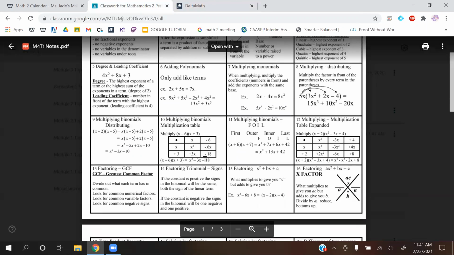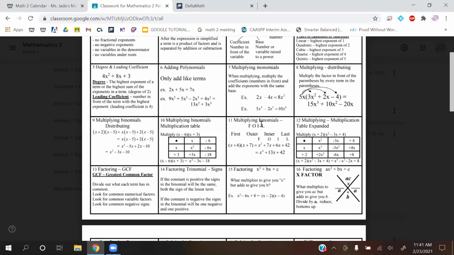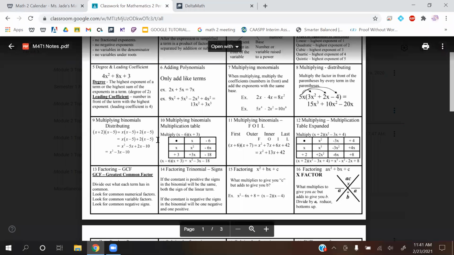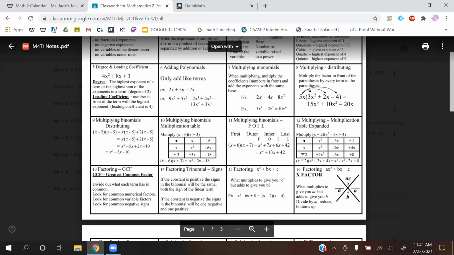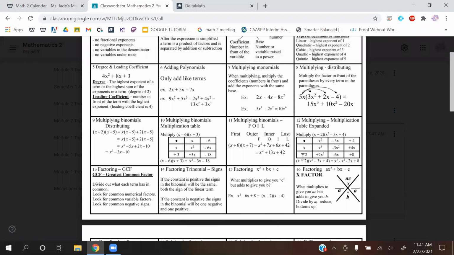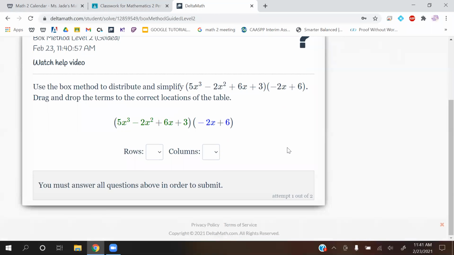So foiling is right over here: first, outer, inner, last. It's shown to you in box number 11 for foiling, which is what we just did. But you can also use this area method that is shown in box numbers 10 and 12, and that's what we're going to be doing on this category. It's good to practice both methods, even though you will probably have a preference.